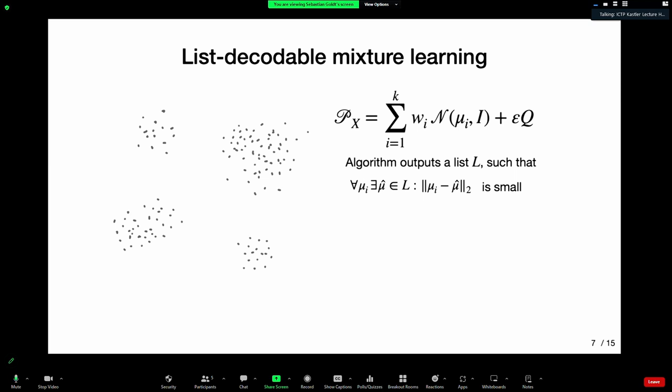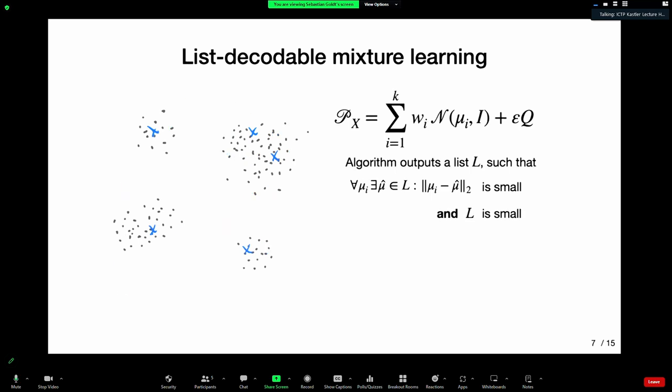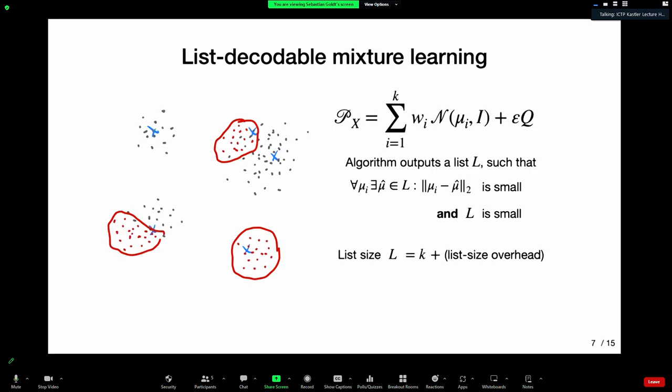But you may think, okay, what I'll do is output a very large list. To counter that, we also require that the size of the list is small. So you want the error of the approximation to be small and the size of the list to be small. And here you already see how the adversarial part increased the list size. You had to account for that, for example, for the component on the lower right. So list size will always be some initial number of components plus some overhead, which depends on the noise.